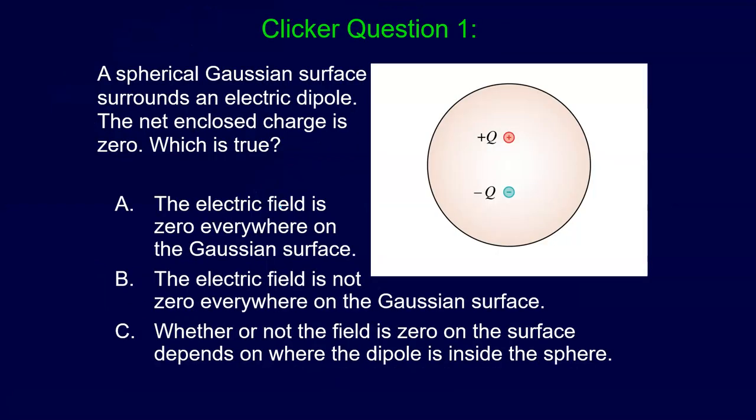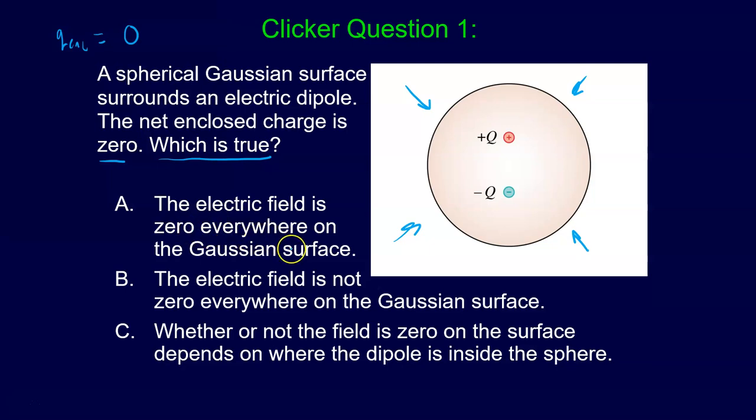So here's a good example, a conceptual question. This is totally the kind of thing that could be on a quiz. We have a spherical Gaussian surface, and that's this region over here. This Gaussian surface is imaginary. It's a mathematical surface, and it surrounds an electric dipole. So our good old friend, electric dipole. It's nice to be able to think about things we've used before. The net enclosed charge is 0. A dipole has a positive Q and a negative Q, so the total Q enclosed for our Gauss's law would be 0. And I want to know which is true about the electric field on our Gaussian surface.